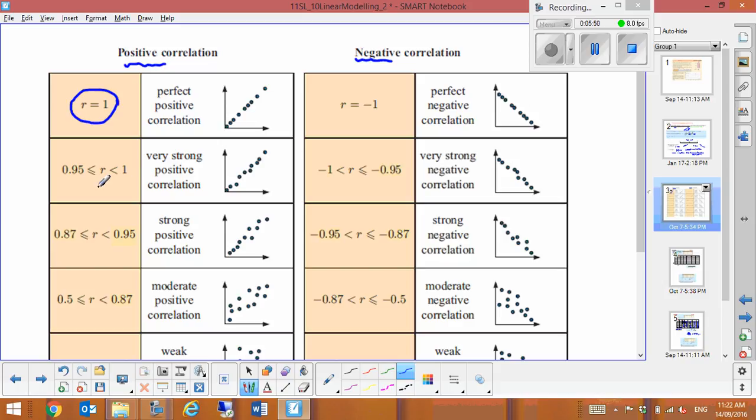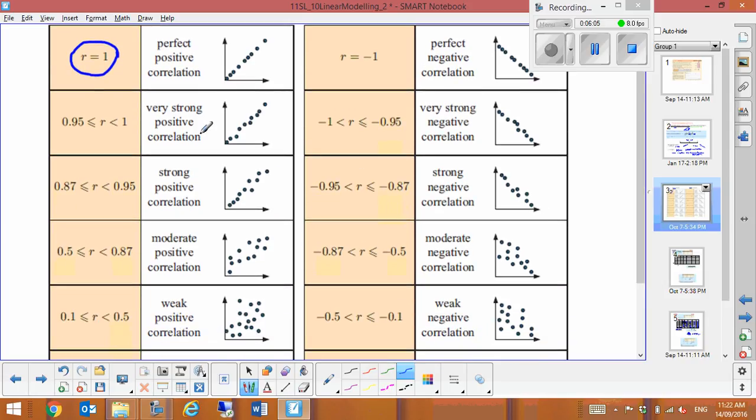So we can see now as our value gets slightly less, the data starts to spread around. Here we've got 0.87 to 0.95. It's more spread. So we talk about a strong positive correlation. So always those two parts: strong, the strength of it, and positive, the direction.